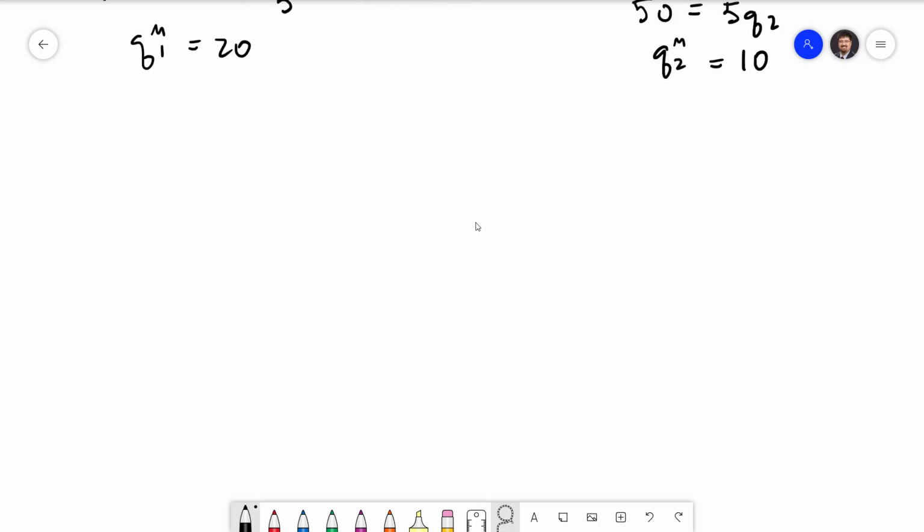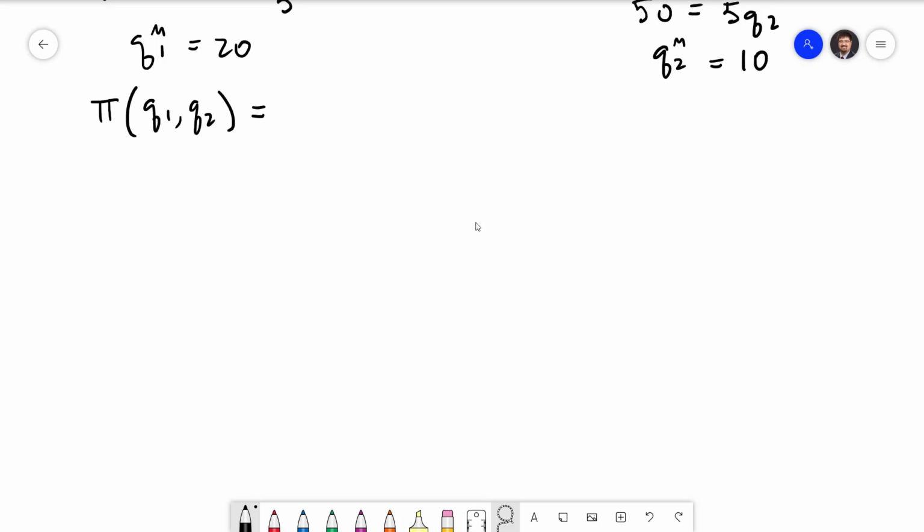I'm now going to show how to do this exact same problem, but with the profit function and first-order condition method. It should give us the exact same answer. To do that, I'm going to set up a profit function, pi of Q1 and Q2. And I'm going to set this up as total revenue minus total cost.